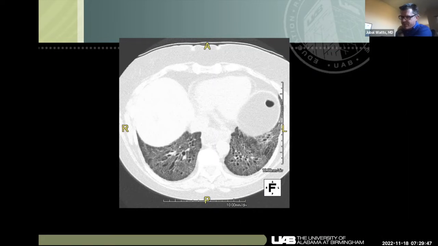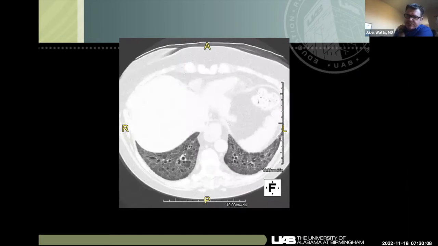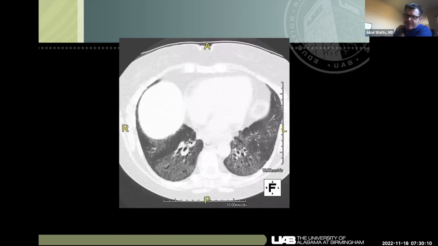Regardless of if it's cellular or fibrotic, NSIP does have a much better prognosis than IPF. It's usually the 50% survival rate is out to 10 years or more, as opposed to 3 to 4 years with IPF. So much better prognosis, even if it's fibrotic. And this would be a case of fibrotic NSIP because you see the reticulation, ground glass, and traction bronchiectasis.